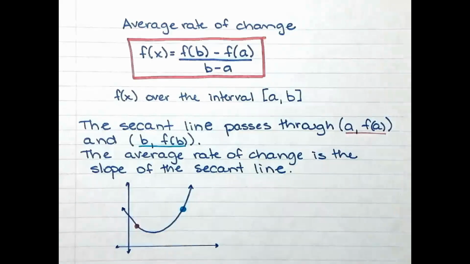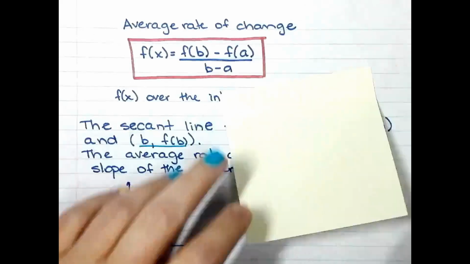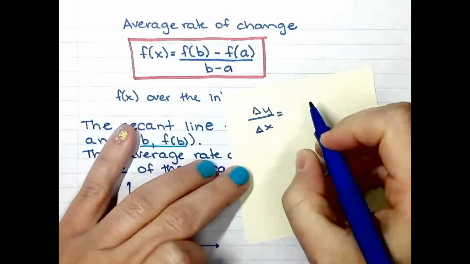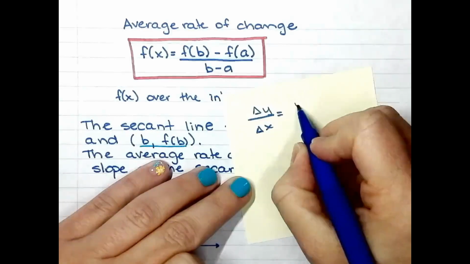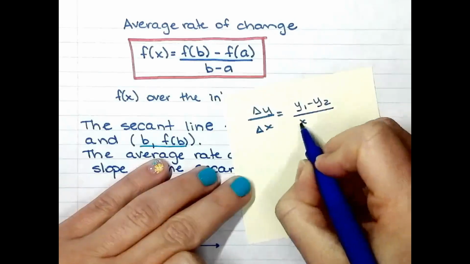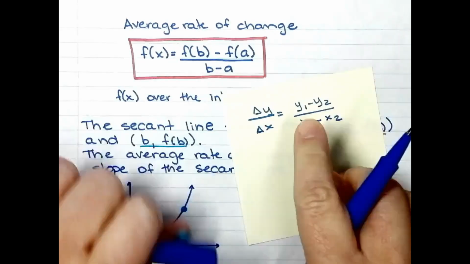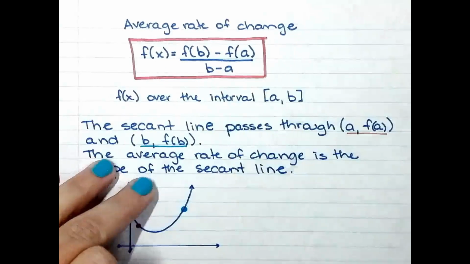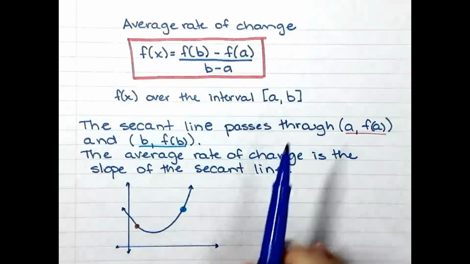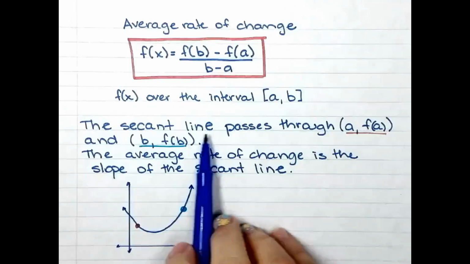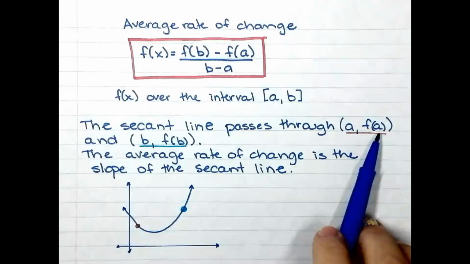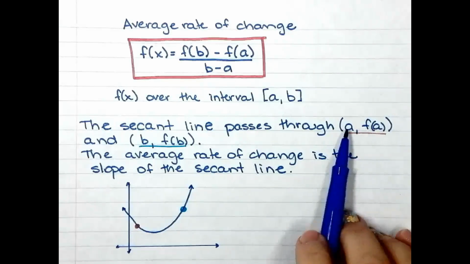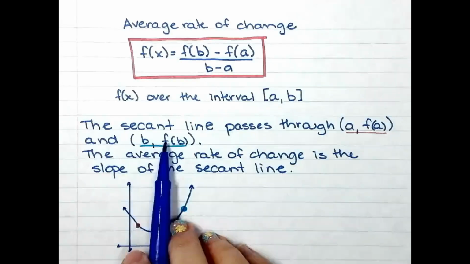So here we're looking at change of y over change of x. Some of you might remember, change of y over change of x is y1 minus y2 over x1 minus x2. So that's all that is, but in a fancy looking way. Over the interval AB, the secant line passes through A, f of a, and B, f of b. So what is y when x is a?